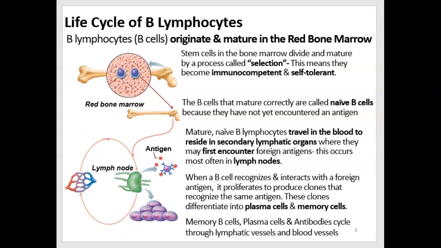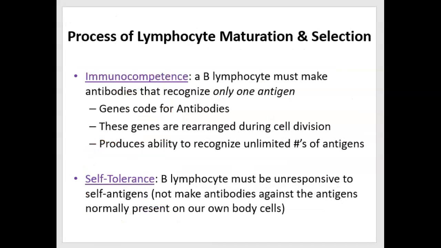So I want to mention a little bit more about this process of maturation, specifically the terms immunocompetent and self-tolerant, what those mean, because they're important for both branches of adaptive immunity. The process of lymphocyte maturation and selection is really better understood in T lymphocyte maturation, but we're going to use what's known for T cells while discussing B cells in the bone marrow, because I guess a similar process happens, even though the literature is a little bit more vague.